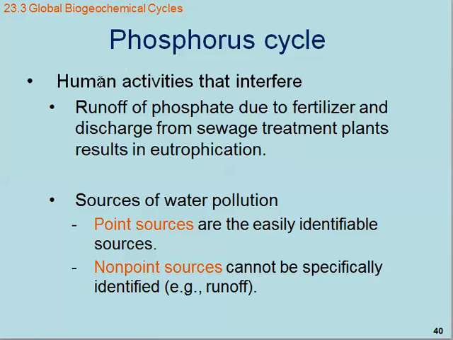So, human activities interfering, runoff of phosphates from fertilizers and improperly treated sewage. And we generally do distinguish between point and non-point sources of pollution. When you see a water pipe dumping into a body of water, or a pipe coming out of the top into the air, giving off smoke and so forth, that air pollution, that's a point source. You can point right at it and say that is the source of pollution.